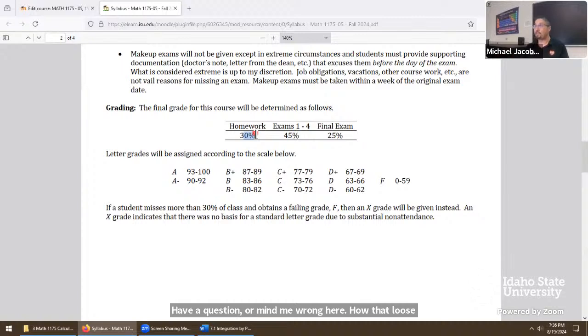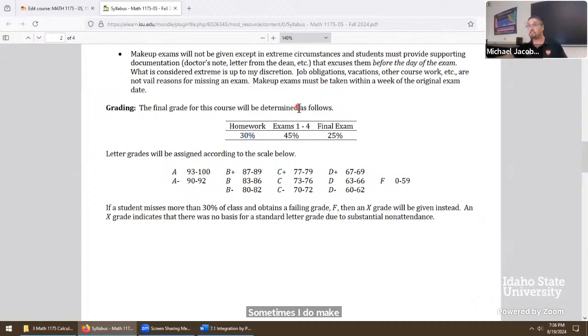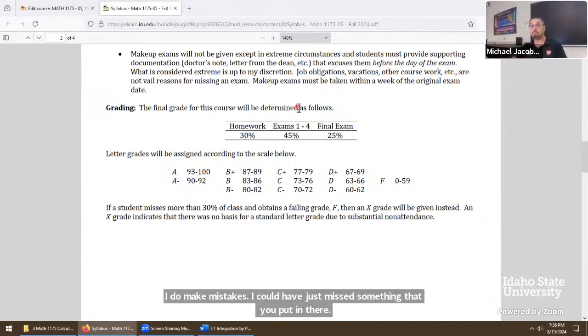But if you do have that feeling, especially on an exam, ask me about it. We'll take a look at it and we'll see what went on there. Sometimes I do make mistakes. I could have just missed something that you put in there. But does that answer your question about grading?